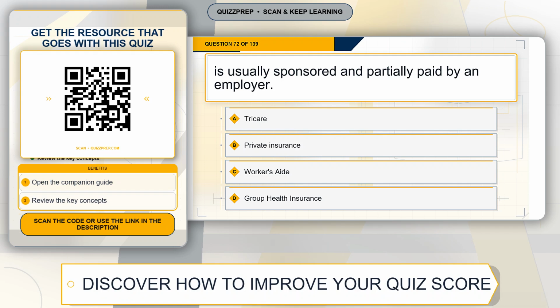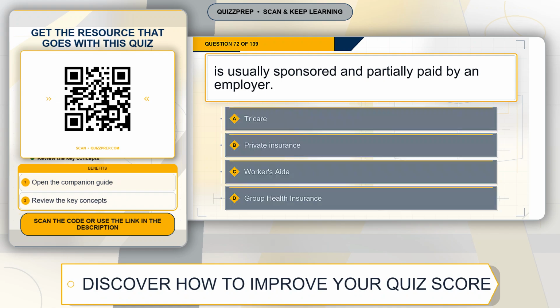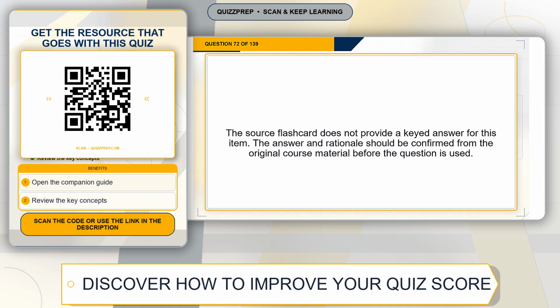Question 72. Is usually sponsored and partially paid by an employer. Option A, TRICARE. Option B, private insurance. Option C, workers' aid. Option D, group health insurance. The correct answer is not shown. Explanation. The source flashcard does not provide a keyed answer for this item. The answer and rationale should be confirmed from the original course material before the question is used.